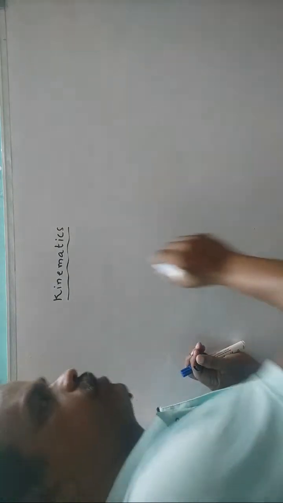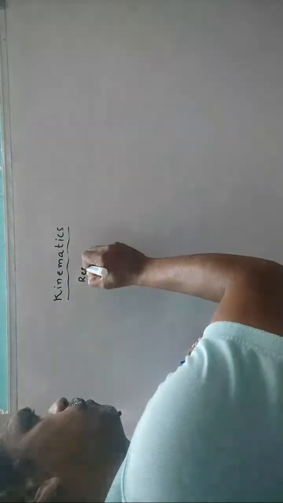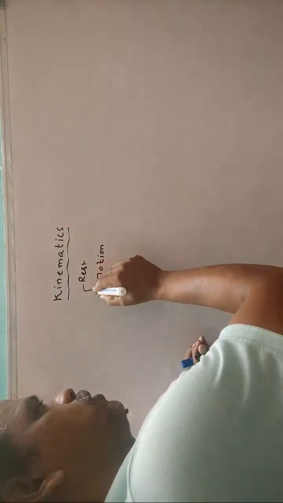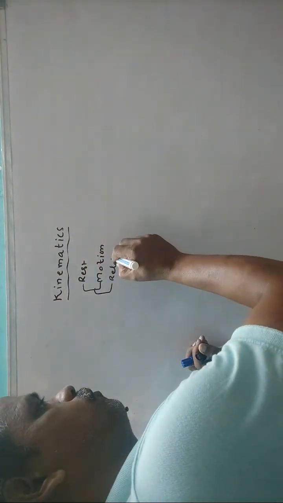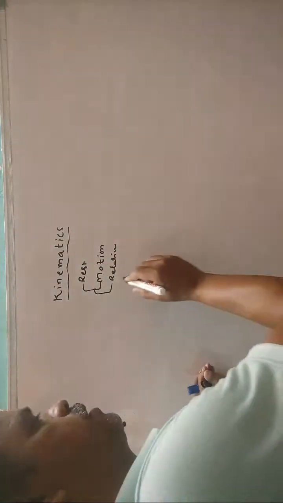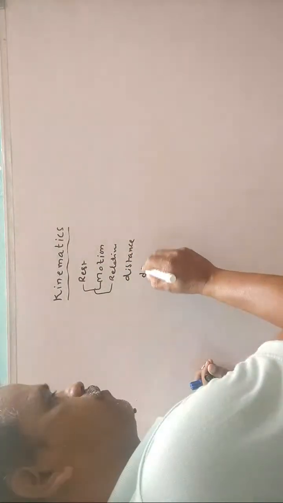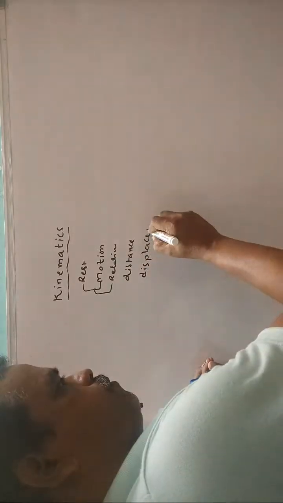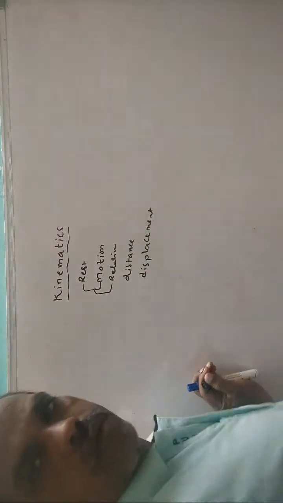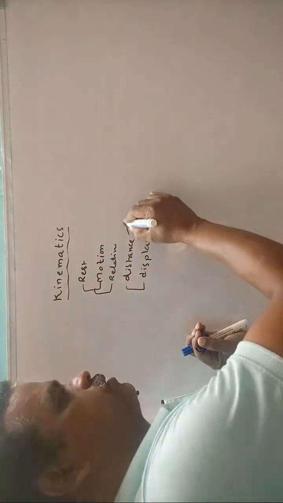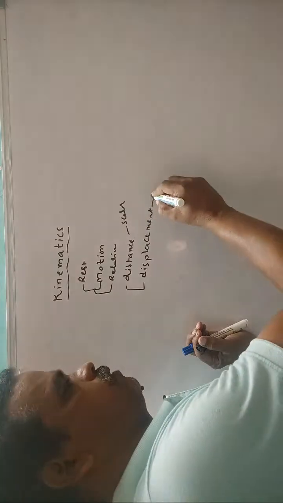Kinematics, first one rest, motion, both are relative. Next distance, displacement, distance, displacement, scalar, vector.